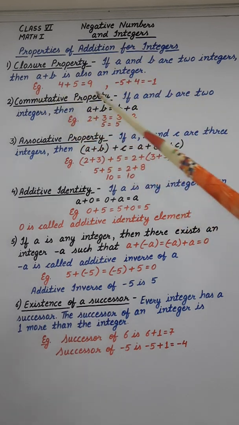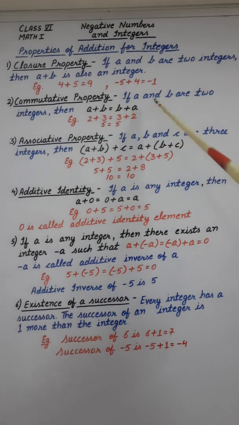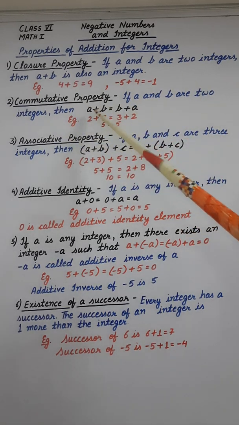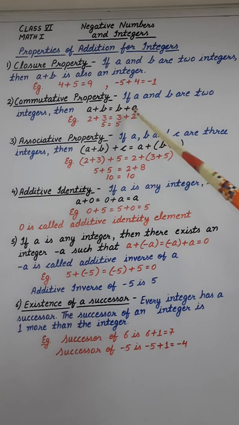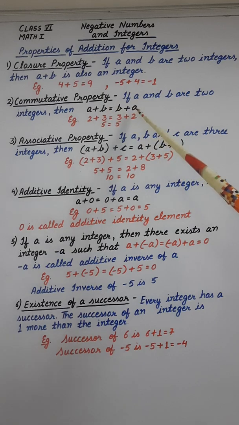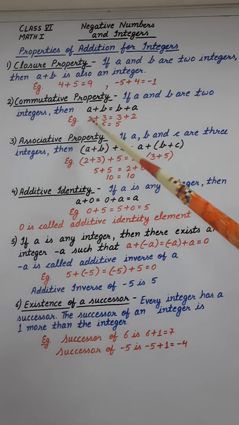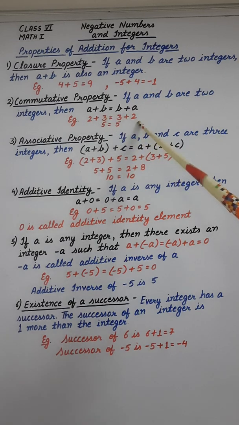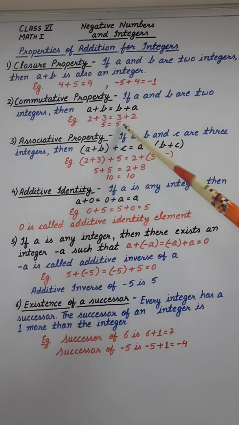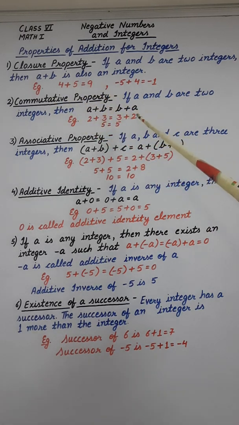Second is commutative property. If a and b are two integers, then their sum a plus b is equal to b plus a. That means if we interchange the numbers, then also result is same. For example, 2 plus 3 is equal to 3 plus 2. 2 plus 3 result is 5. 3 plus 2 result is also 5. This is called the commutative property.